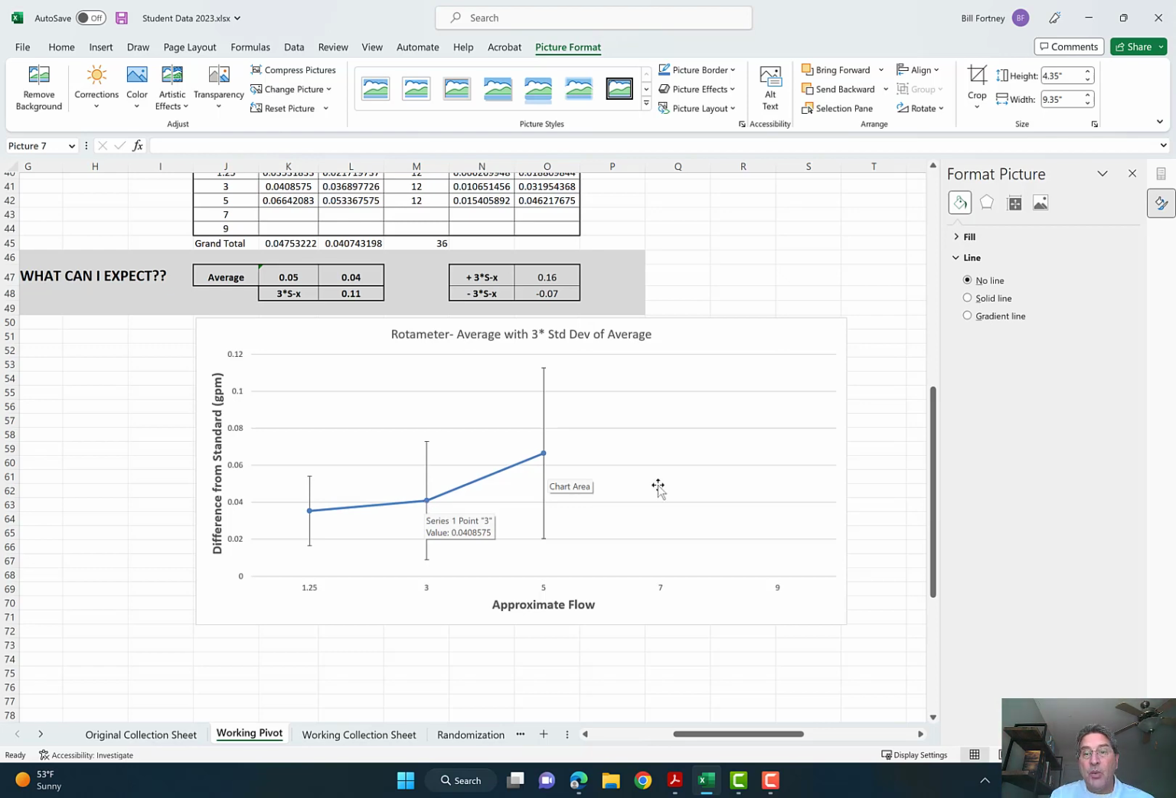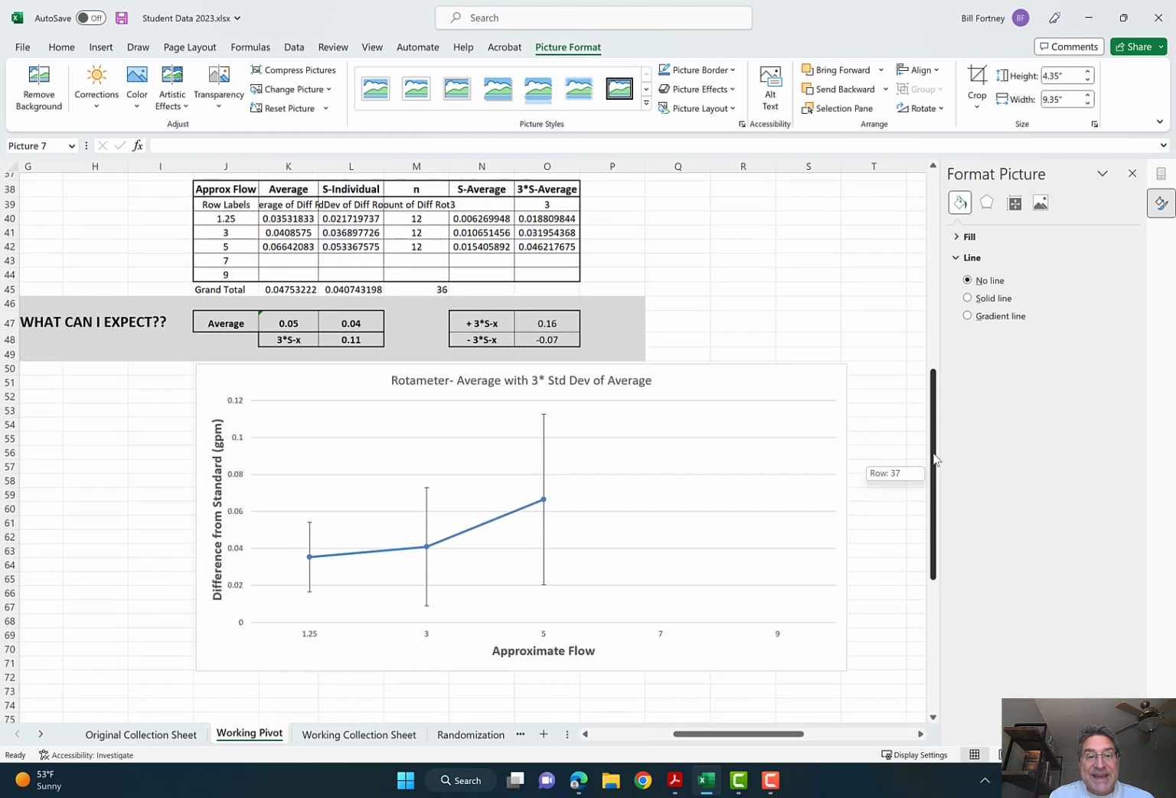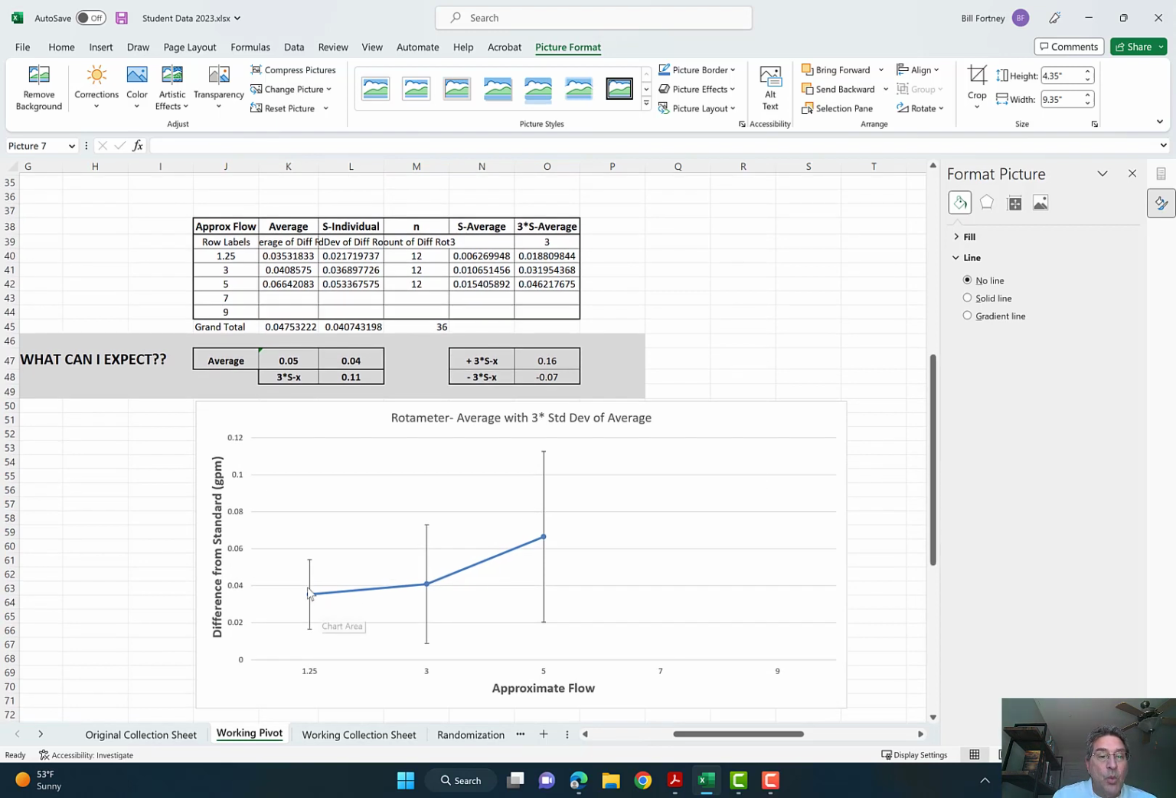Okay, now here's what I want you to see. When we're making that decision, we're comparing averages. What can I expect out of that average? We're using the standard deviation of the average. We're not using this standard deviation alone. We're dividing it by the square root of n to get the standard deviation of the averages. Do you see that? Is this average different from this? My error bars, the thing I'm using to make that decision, is the standard deviation of averages.